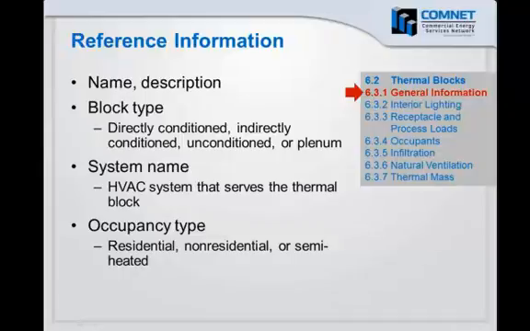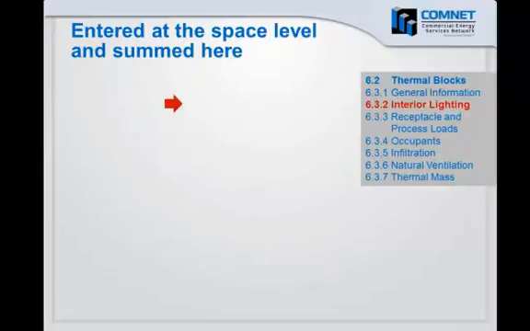Then we need to know the occupancy type. This too is a 90.1 classification. And we need to know the occupancy type, which is either residential, non-residential, or semi-heated. This is needed so that we know which building envelope tables to look into for specifying the baseline building. And then finally is the floor area. But the floor area, like many other thermal block properties, is derived from the spaces.